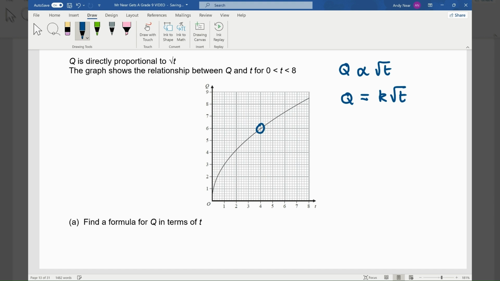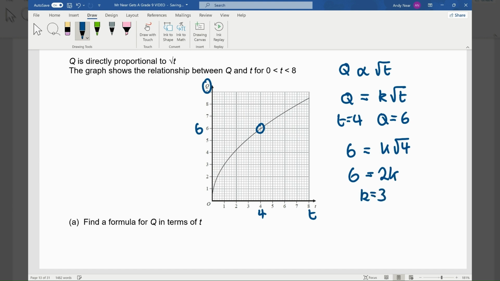I'm going to choose this point here because it gives me nice integer solutions. t is equal to 4, Q is equal to 6. So when t is equal to 4, Q is equal to 6, and I'm going to use those values to find k. The square root of 4 is 2, so k must be equal to 3, and your rule for Q in terms of t is that Q is equal to 3 times the square root of t. A nice question, slightly different in getting this pair of values out of the graph.